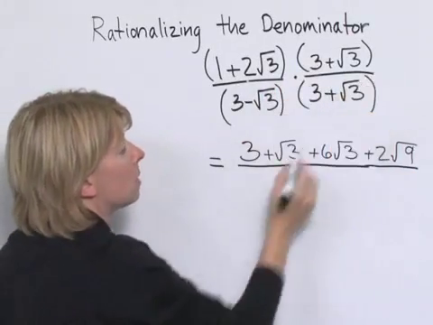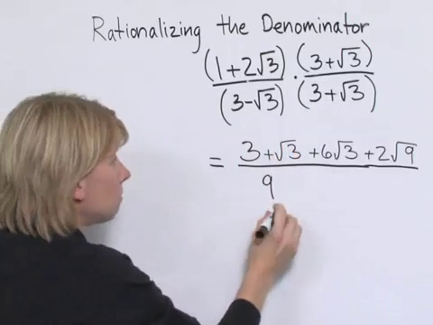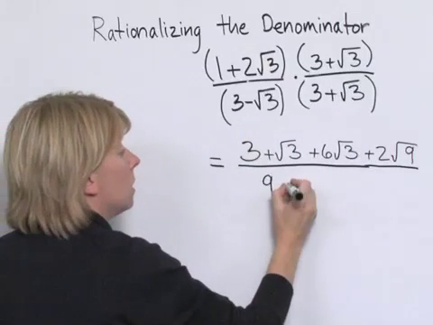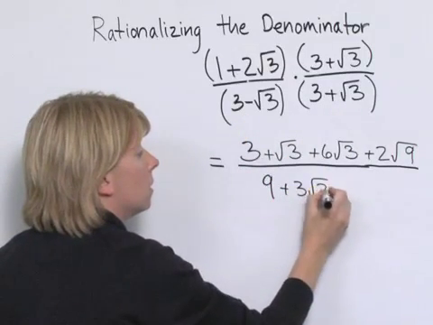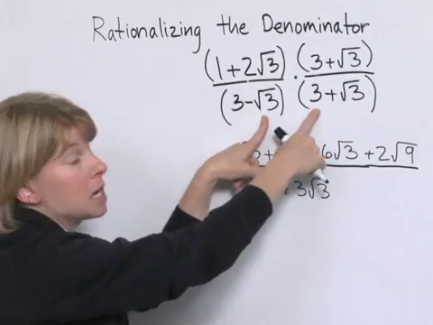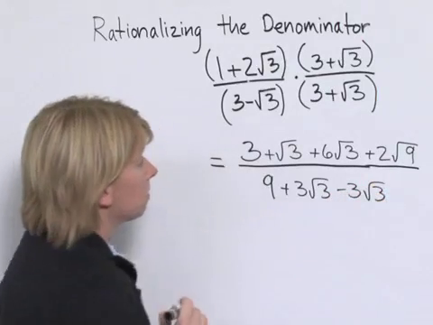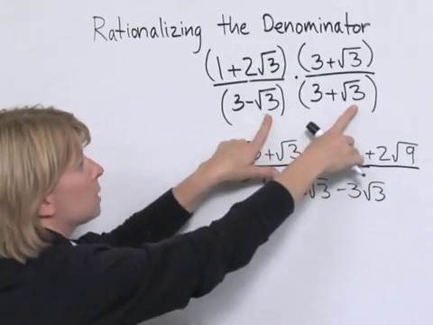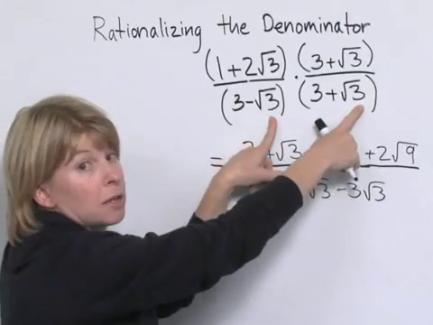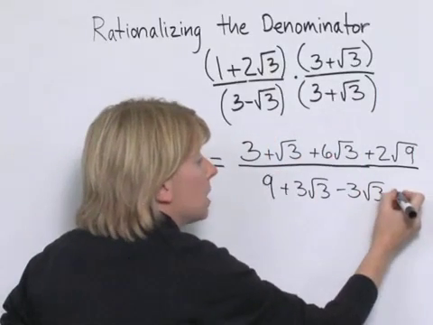Multiplying in the denominator, our first product, 3 times 3 is 9. Our outer product, 3 times the square root of 3. Our inner product, negative square root of 3 times 3. You can write that, negative 3 times the square root of 3. And our last product, negative square root of 3 times square root of 3. Again, we multiply the two numbers underneath the radical to get 9, so minus square root of 9.